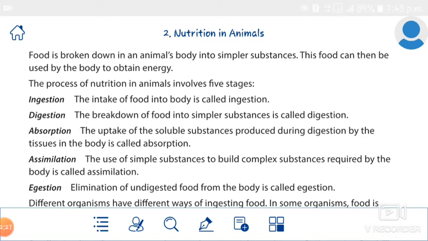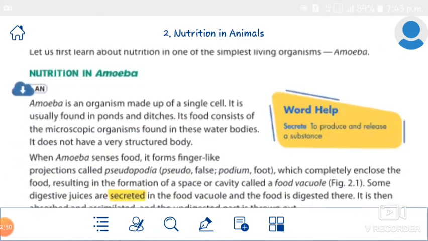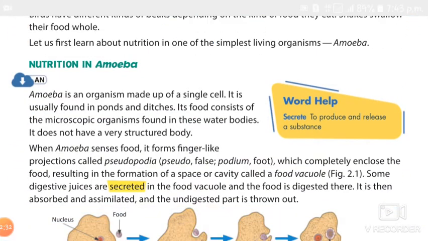Next we studied nutrition in amoeba. How does an amoeba take its food? When it gets near food, it senses it and forms finger-like projections called pseudopodia. Pseudopodia. This completely covers the food and leads to the formation of a space or cavity called a food vacuole. That is the food vacuole.